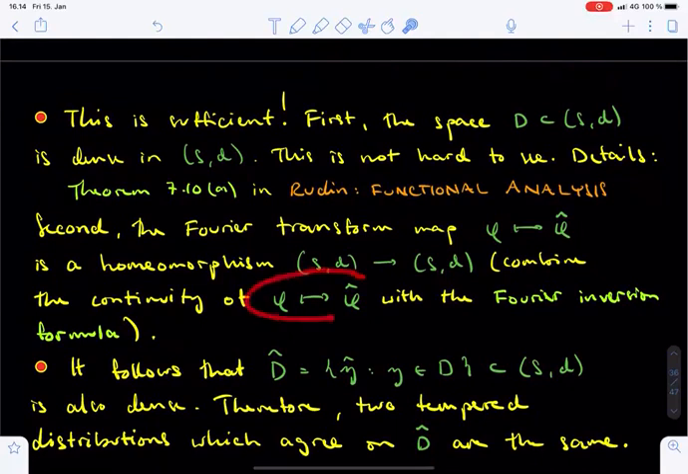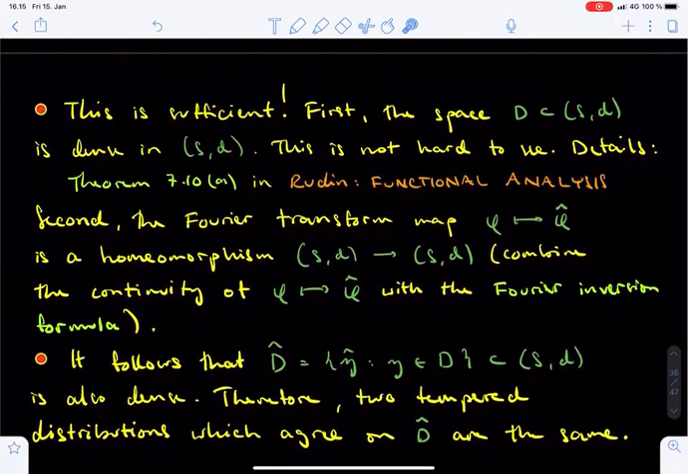Next, we observe that the Fourier transform map phi maps to hat phi defines a homeomorphism from S to S. We have explicitly mentioned in lemma 4.11 that this map is continuous on S, and it follows from the Fourier inversion theorem for Schwartz functions that the map is actually a homeomorphism. Now, in general, a homeomorphism sends dense subsets to dense subsets. Therefore, since the space of test functions is a dense subset of S, also the images of test functions under the Fourier transform form a dense subset of S. We denote these images by hat D. This is finally the statement that we need.